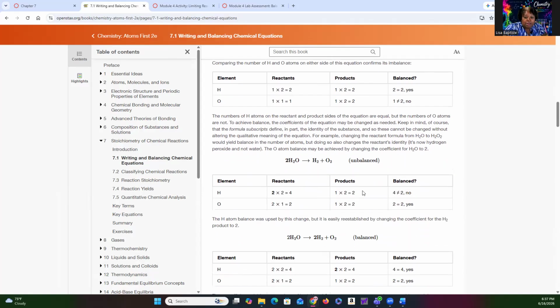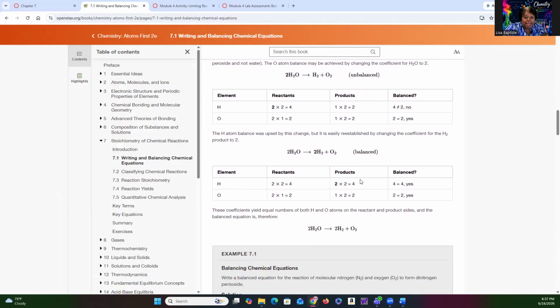And so we put 2 in front of H2O, and then we do a recount, okay? And so 2 in front of H2O gives us now 4 hydrogen on the reactant side. We still just have the 2 on the product side. But now we have 2 oxygen on the reactant side, 2 oxygen on the product side. So now our oxygen's balanced, but our hydrogen's not balanced. So this equation is still unbalanced.